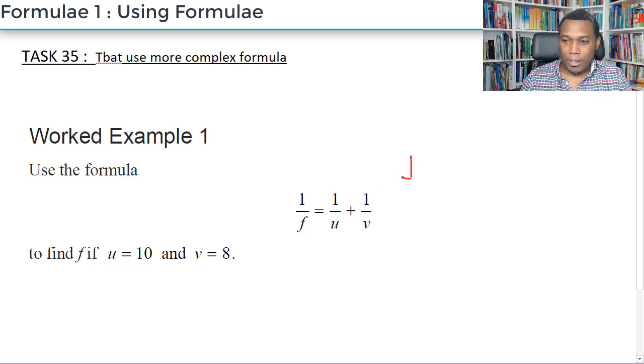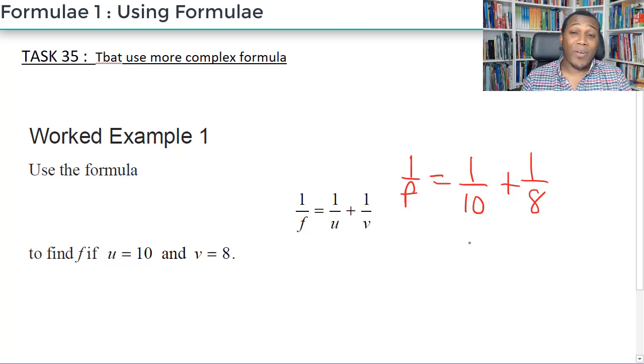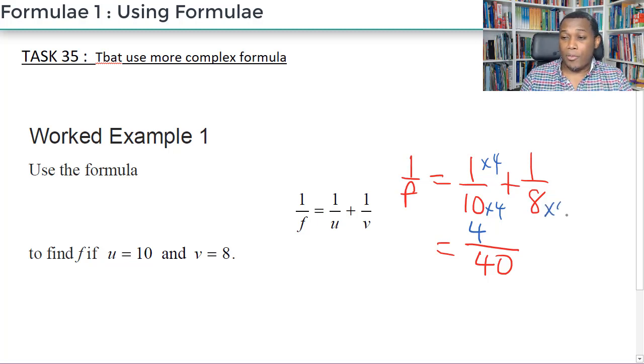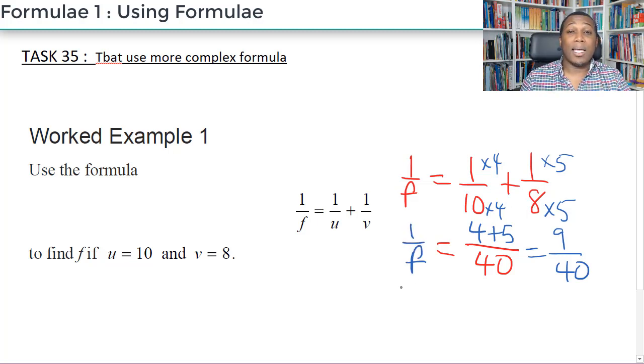I can write 1 on F is equal to 1 on U, which is 10, so 1 on 10 plus 1 on 8. Now I have 2 fractions to add. To add fractions, the denominators have to be the same. So I'm asking myself, what's the lowest common multiple, the smallest number that is in both the 10 and the 8 times tables? The one that's coming to my mind is 40. So I'll put 40. What do I multiply 10 by to get 40? Multiply by 4. So the 1 has to be multiplied by 4. And similarly, 8 times what gives you 40? 5. It is 5, so plus 5. So 4 plus 5, I'm getting 9 on 40. So 1 on F is 9 on 40.